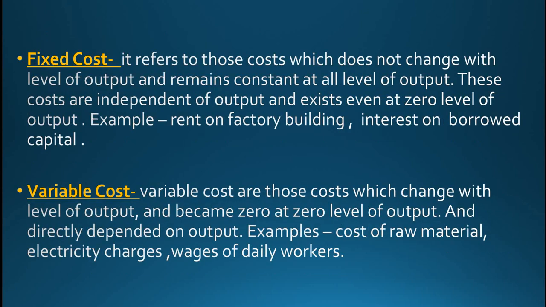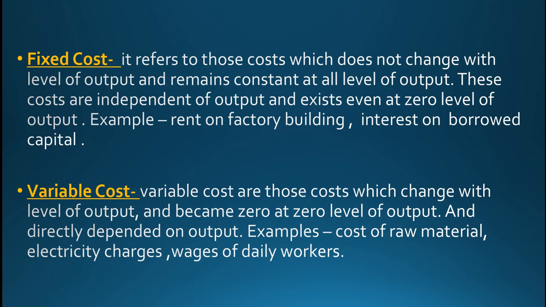Next is fixed cost. What is the meaning of fixed cost? Fixed cost refers to those costs which do not change with the level of output and remain constant at all levels of output. These costs are independent of output and exist even at zero level of output. What it means, fixed cost is a cost which does not change with the level of output. This cost will not change with the output, so output may increase or decrease, there is no relation with fixed cost, that remains fixed only. And these costs are independent of output and even exist at a zero level of output.